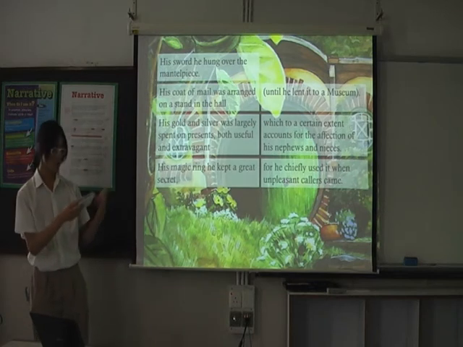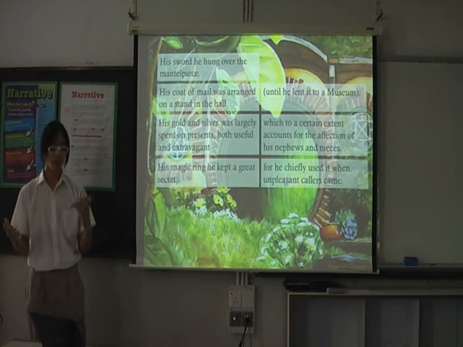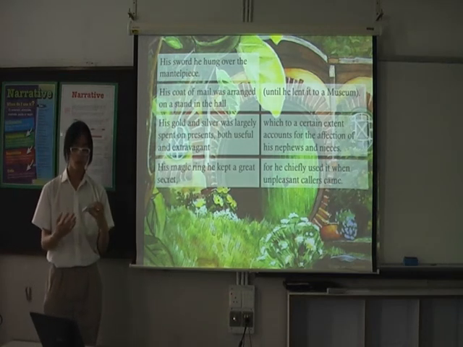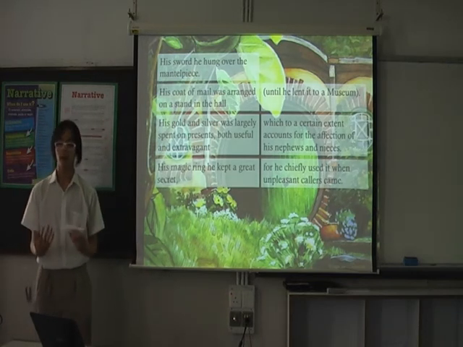Not only that, the parallelism here creates a sense of balance, as if, as a result of all his adventures, Bilbo's life is now complete and balanced.